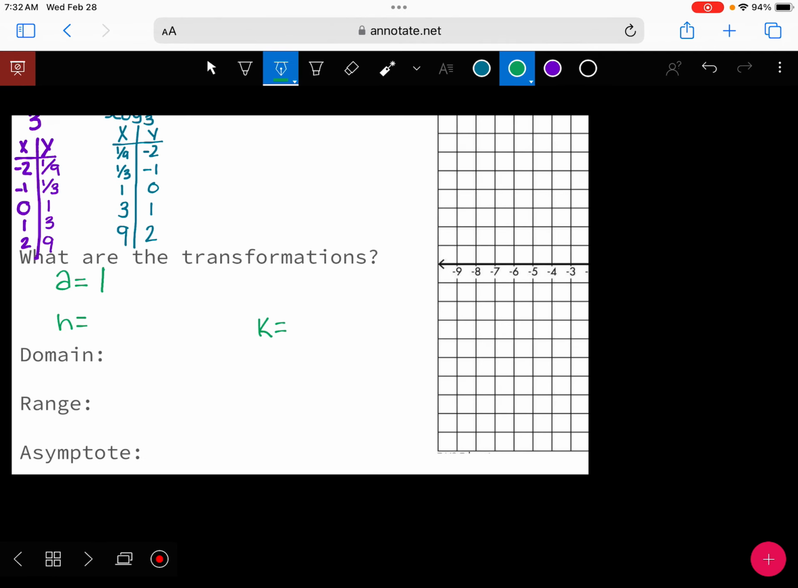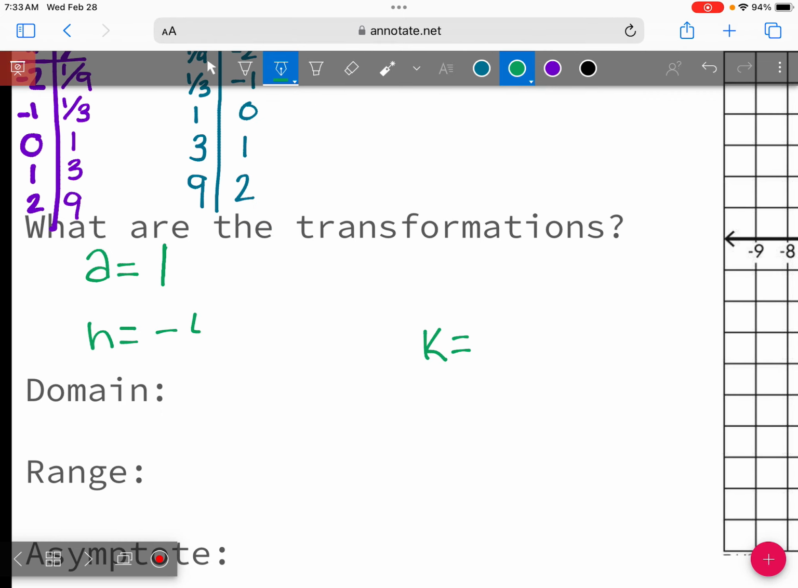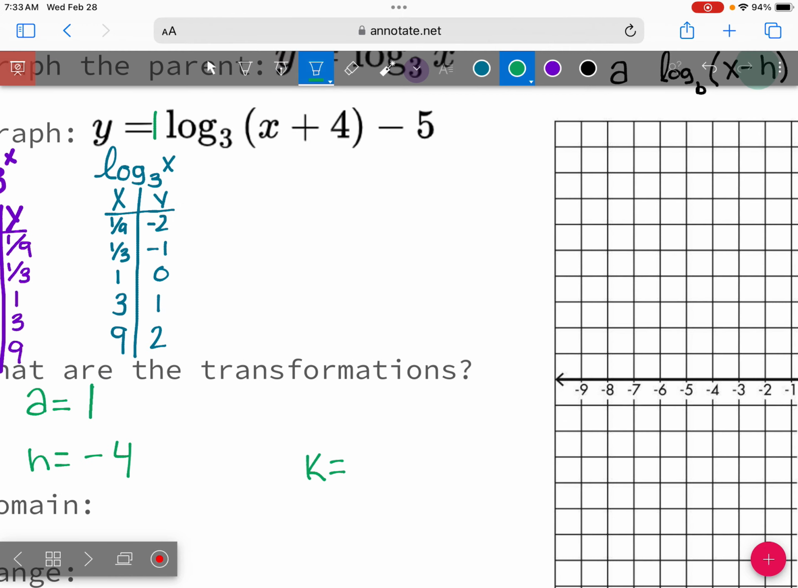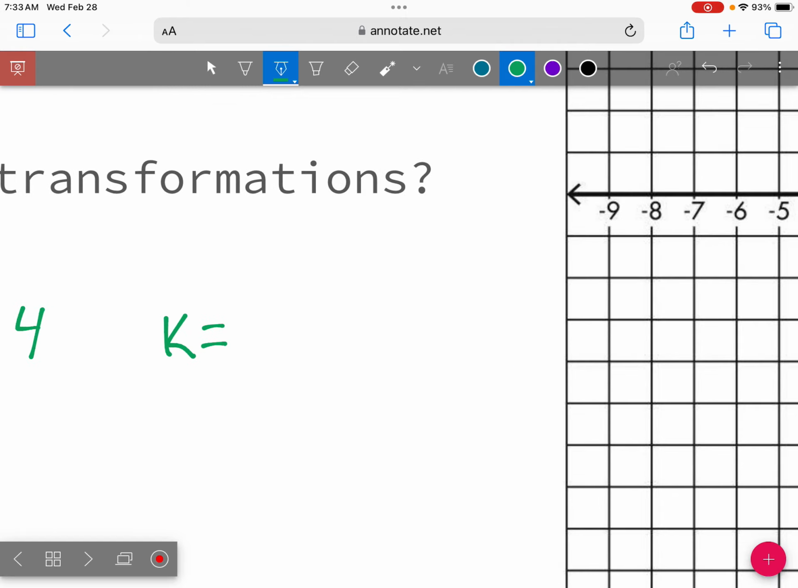How about H? H is inside and has the opposite sign. So what is our H? -4. Yes. Which means which direction does it move? Left. This has gone left 4 units. How about our K? -5. Which way does that move it? Down. So we're going to take this whole logarithmic function, pick it up, and move it left 4, down 5.